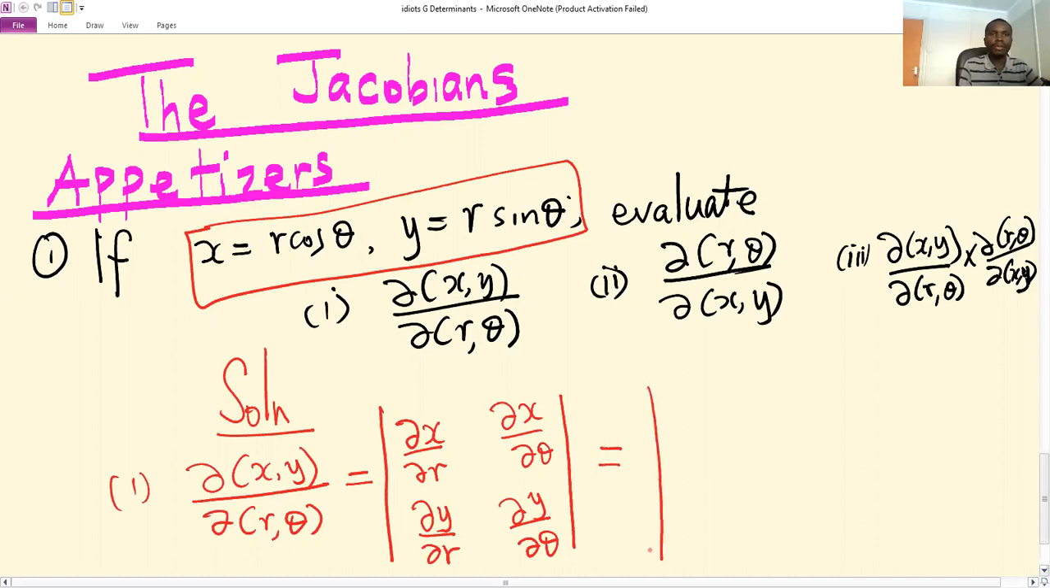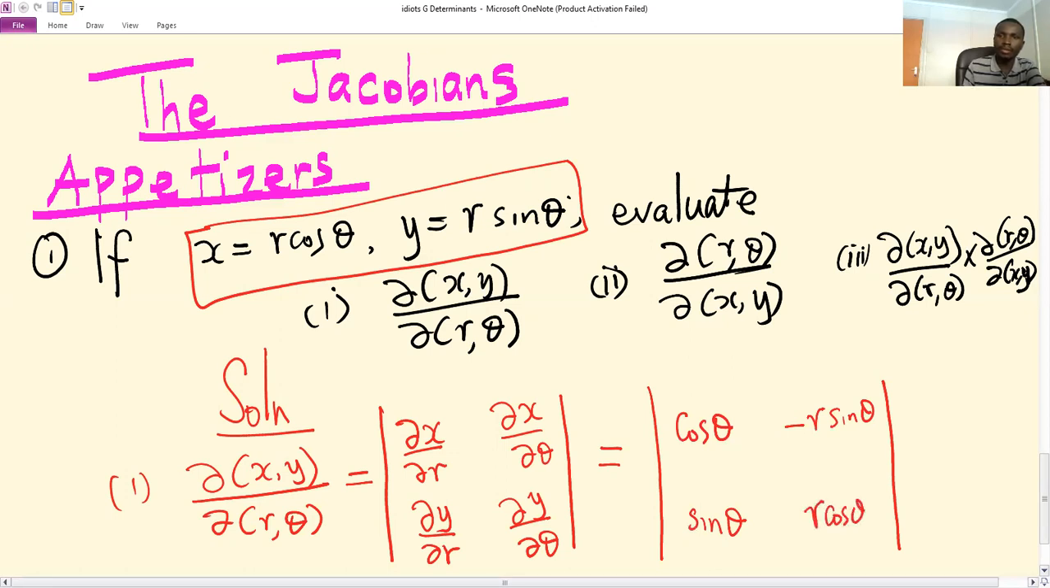From the functions we have, if x is r cos theta, then partial x partial r is cos theta. Partial x partial theta: the derivative of cos is negative sin, so this is minus r sin theta. Partial y partial r is sin theta. Partial y partial theta: the derivative of sine is cos, so this will be r cos theta.